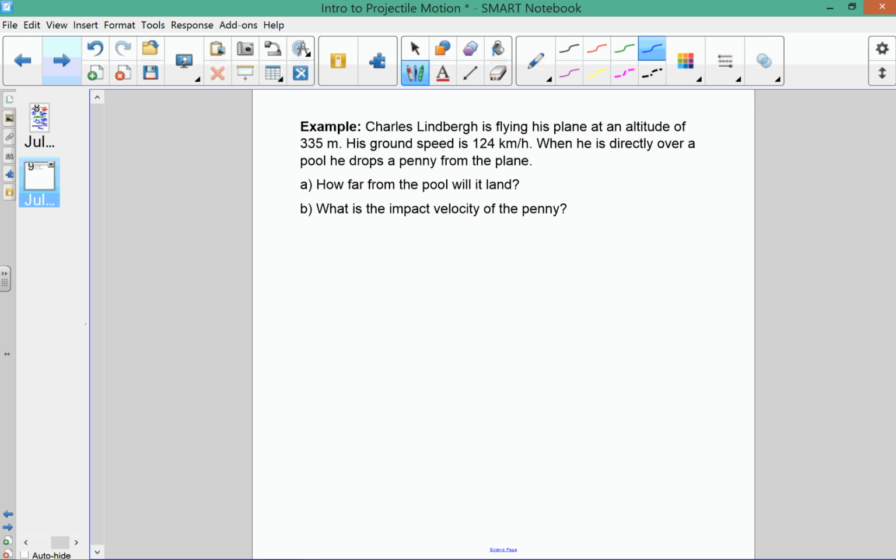Next one. Here we've got an airplane that's dropping something while it's flying. This is a nice problem that comes up quite a lot in projectile motion. So we've got Charles Lindbergh. He's flying his plane at an altitude of 335 meters. His ground speed is 124 kilometers per hour. When is he directly over a pool? Oh, he is directly over a pool when he drops a penny.